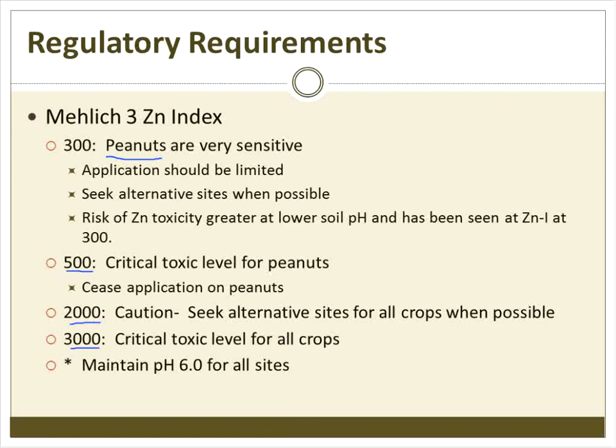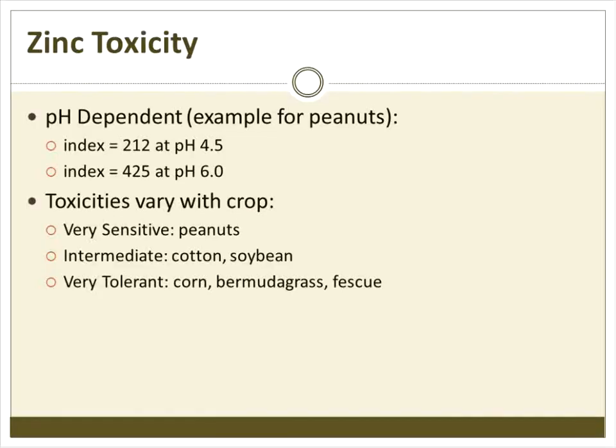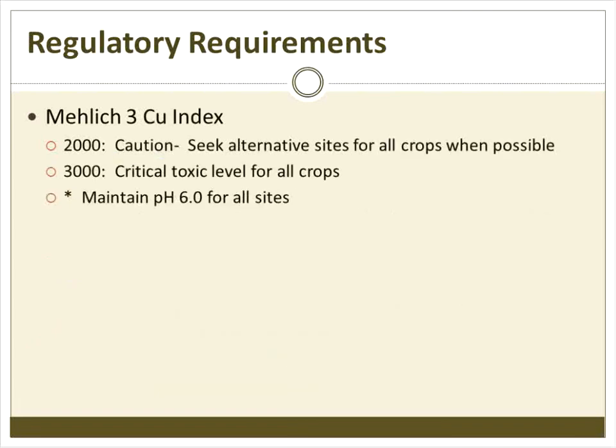Another point is here, maintaining pH. Again, that sliding scale of zinc's most available at lower pHs, it's less available at higher pHs. So if we can control our pH up to 6 somewhere, we can kind of maintain how much of that zinc is actually available in the soil, right? Let's go back to here. Remember our pH 6 versus pH 4 or 5. Looking at an index of 425 where you have problems versus 212. So if we can maintain our pH up in this range, we can limit the potential damage to a particular crop.